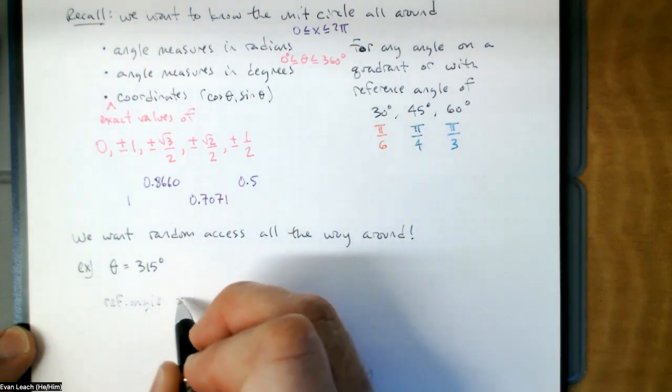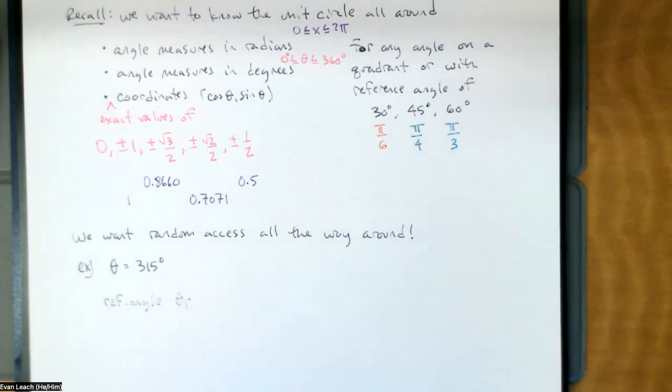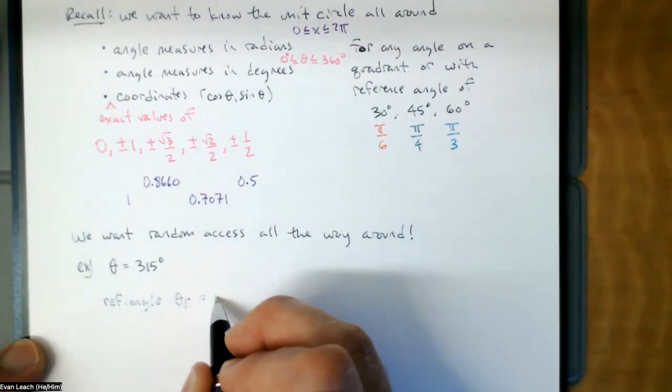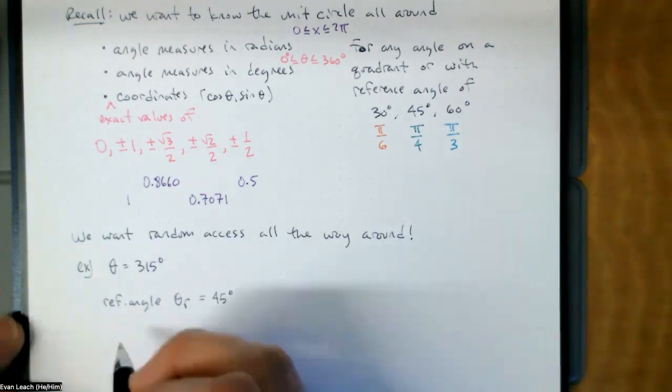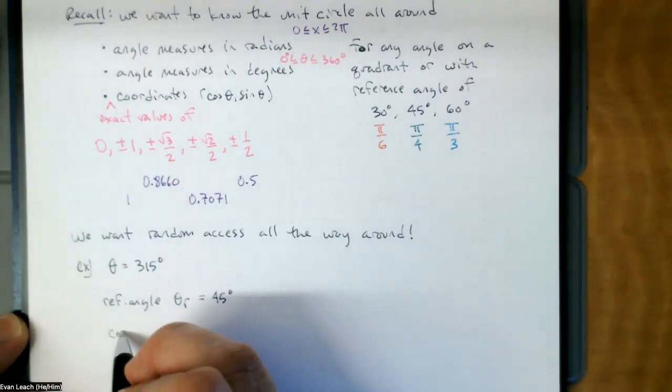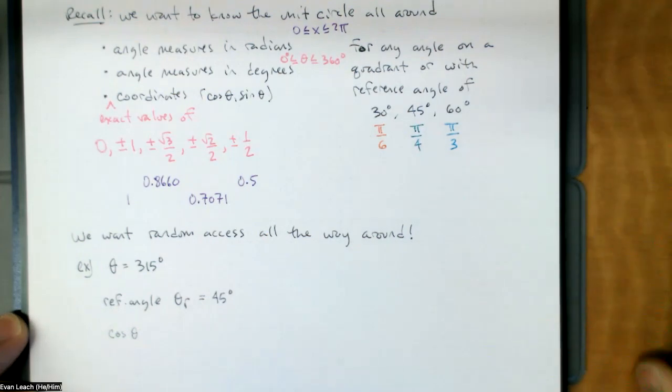So the reference angle, sometimes we write that as theta with a subscript of r. So theta sub r is 45 degrees. That's one thing that we want to immediately know about the angle that we're thinking of. With a reference angle of 45 degrees, what are the coordinates on the unit circle? Because that'll tell us the cosine of theta.